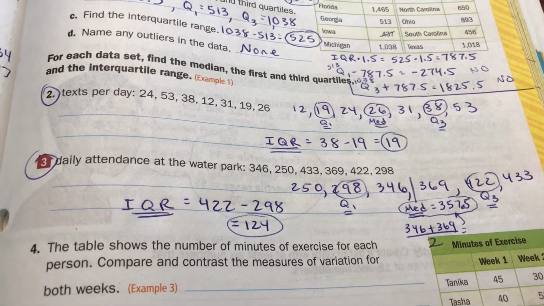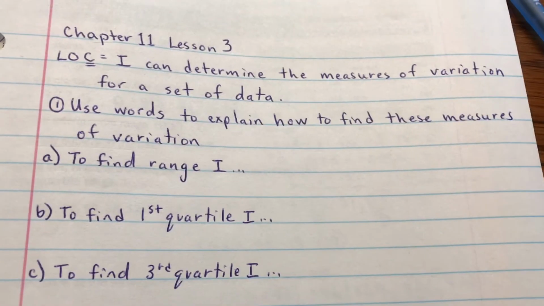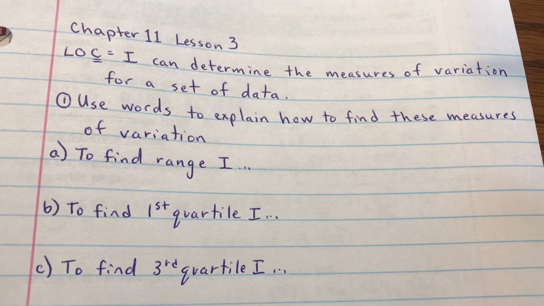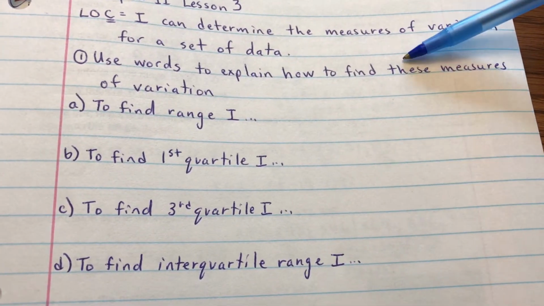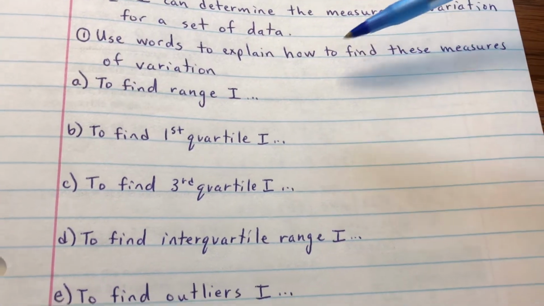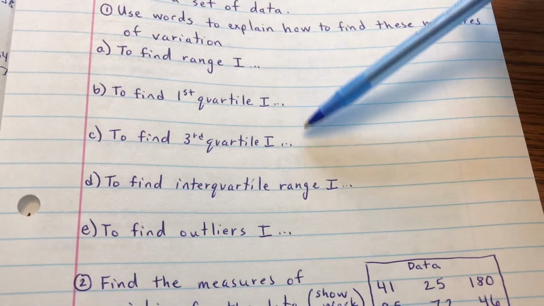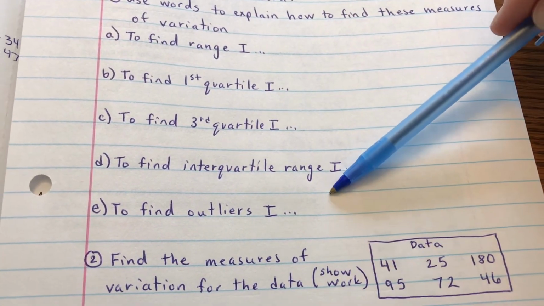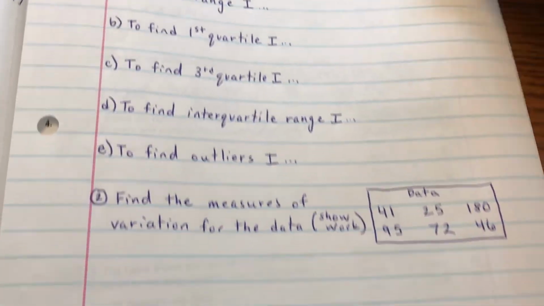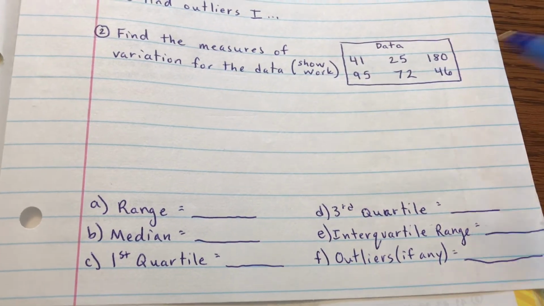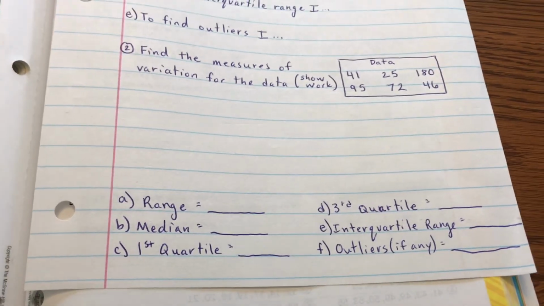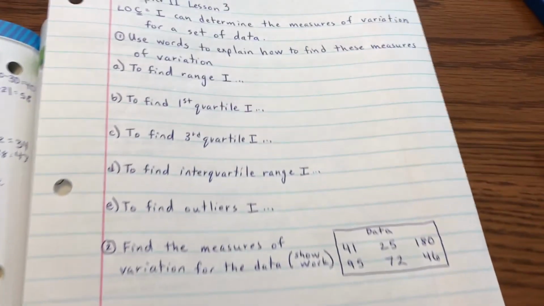Time for the reflection. The lesson 3 reflection for determining measures of variation for a set of data goes like this. First, use words to explain how to find the measures of variation: range, first and third quartile, IQR, and outliers. For number 2, find the measures of variation for the data. So show your work here and then write the answers down here. Okay, good luck.